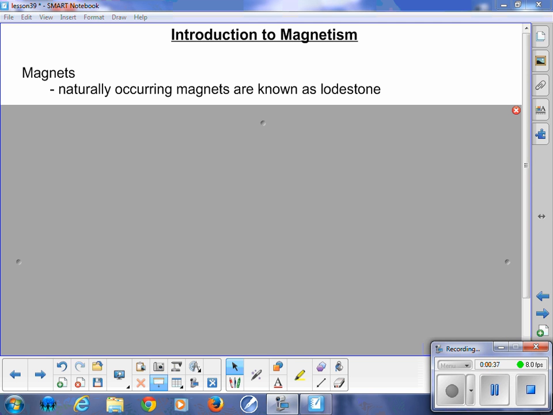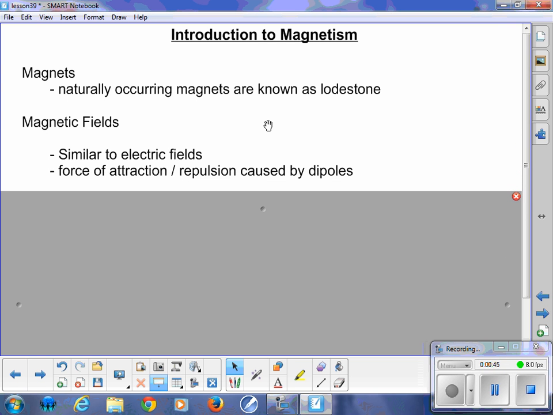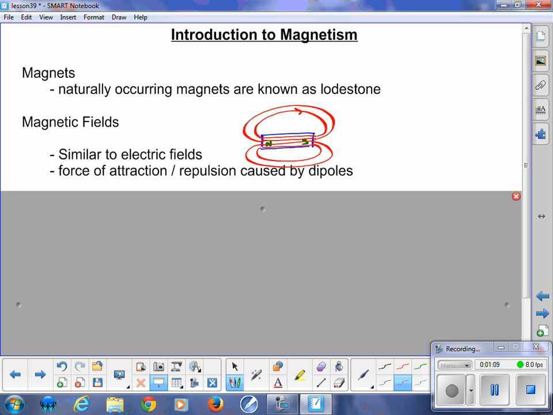So as we go through here, magnets. Naturally occurring magnets are known as lodestone. Those are ores that we find in the Earth's surface. Magnetic fields. A magnetic field is the field that surrounds a source. So if we have, let's go with a bar magnet, that is our source. We have our north and south. The field lines go outside the magnet, north to south, and then there are parallel lines inside the magnet that connect to those loops. All right, so there are your magnetic fields.